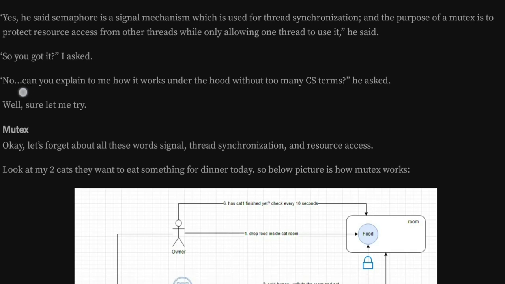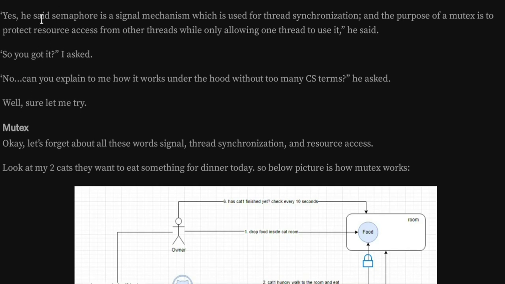So you got it? I asked. No. Yeah, with this explanation, no one would be able to get it. This is just one sentence. The basic difference is that with mutexes, we do basic lock, unlock, and with semaphores, it's counters that we can use in order to synchronize threads.